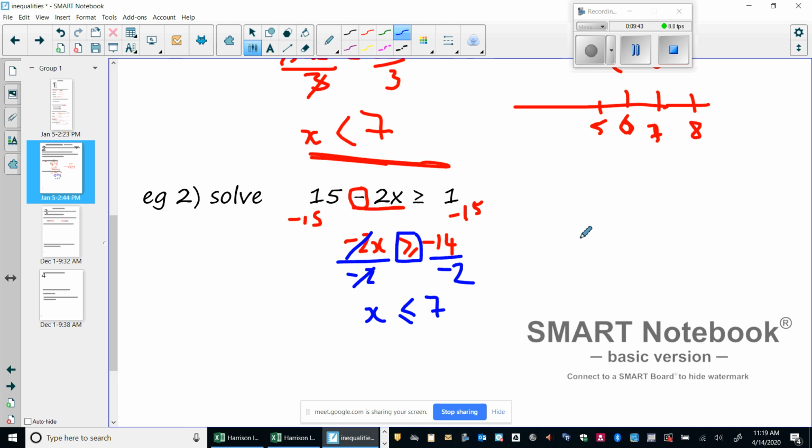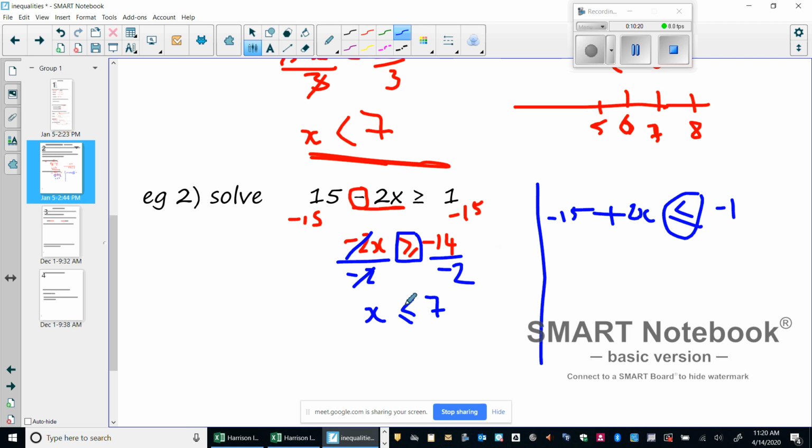Can't you do it the other way, where you change all the signs first? Yes. But remember, if you decide to change all the signs, you would have negative 15 plus 2x, and that's where you also have to change the direction of the symbol. So if you are going to use that method, you must make sure you change this direction.